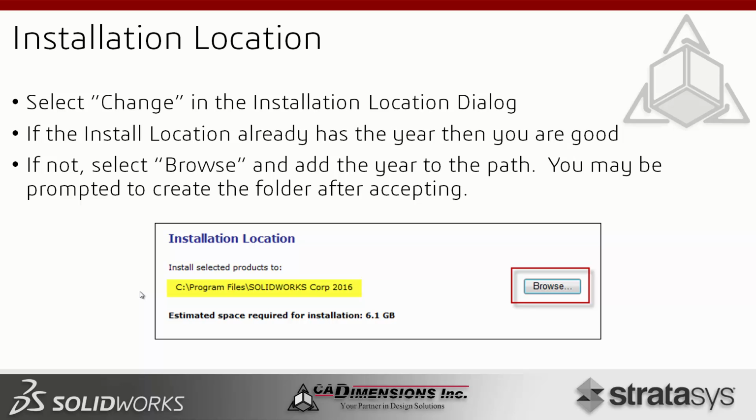The default path is just SolidWorks Corp, but what I do is I go ahead and click on browse, and then type in the year for the version, and then hit OK. And sometimes you'll be prompted to say, would you like to create this folder? You go ahead and hit yes.